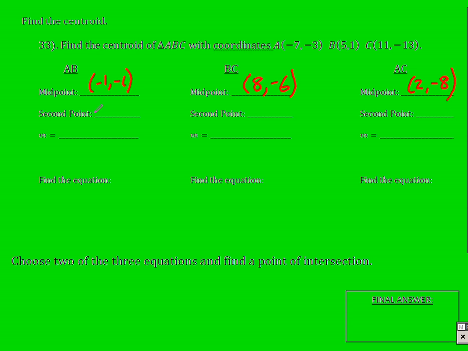For my second point, my point opposite, if I'm doing segment AB, I want to use point C here. So I'm just going to rewrite point C, 11, -13. This one, BC, I want point A, so -7, -3. And for this one, point B, I'm just going to rewrite 5, 1. And now to do the slope, I'm going to do the slope between these two points that I just found. So my slope here should be, subtract the y's, minus a negative 1, over 11 minus negative 1. So I should get on the top, negative 12 over positive 12, so my slope there is negative 1.